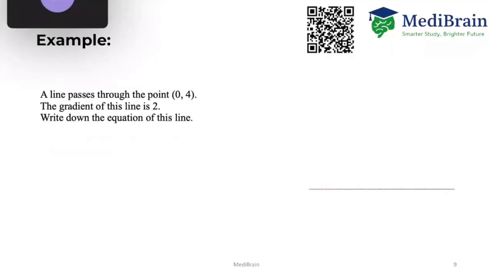Okay, so it says a line passes through the point 0, 4. We know that the gradient of the line is 2. We need to write down the equation of this line.